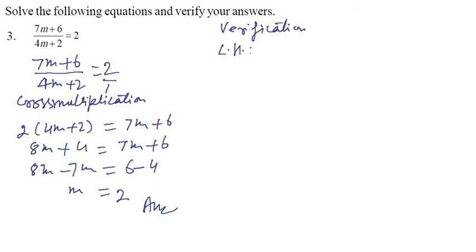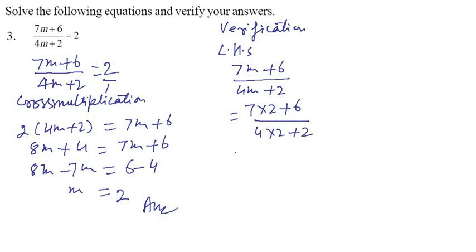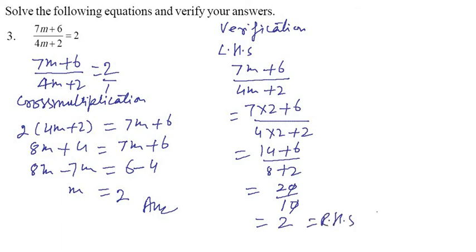Taking left hand side of this equation, that is (7m + 6) divided by (4m + 2). Put the value of m equal to 2 in this. So 7 into 2 plus 6, divided by 4 into 2 plus 2. 7 times 2 is 14 plus 6, and 4 times 2 is 8 plus 2. So 14 and 6 is 20, 8 and 2 is 10. So 0 cancels with 0, so we get only 2, and that is the right hand side of the equation, hence verified.